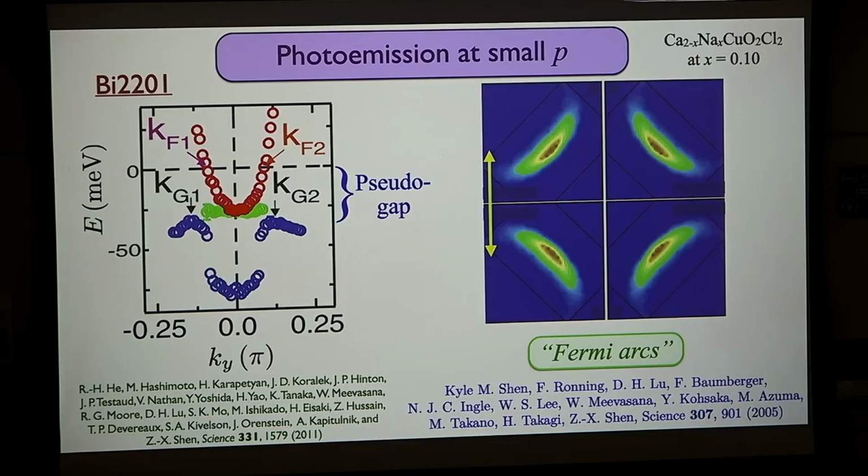So what does negative energy mean? Hole-like excitation. That's the only thing you see in photo emission. You knock an electron out. If you want to go on, you should.